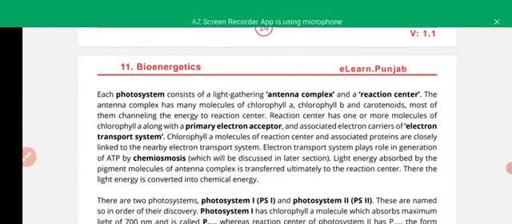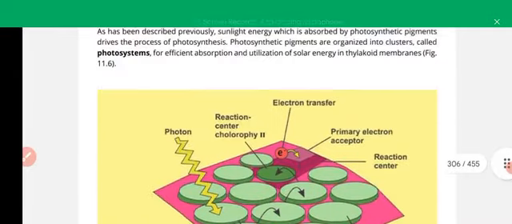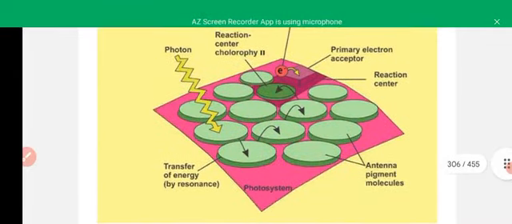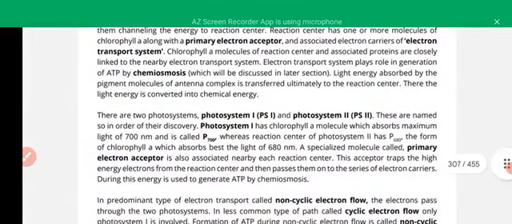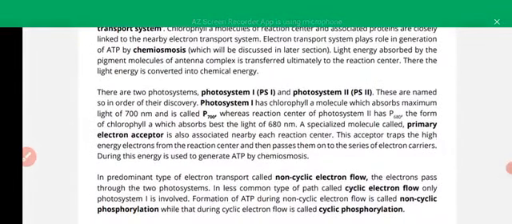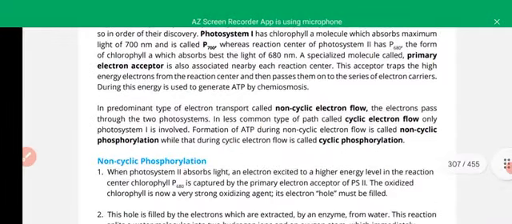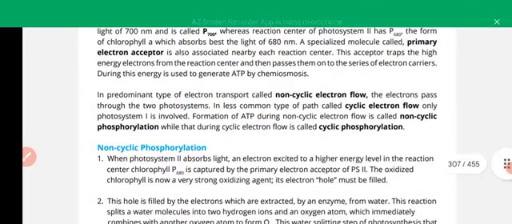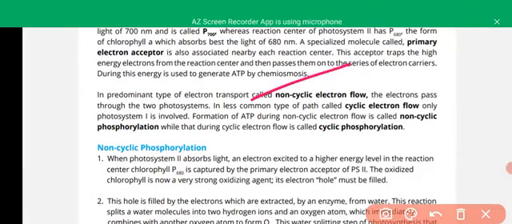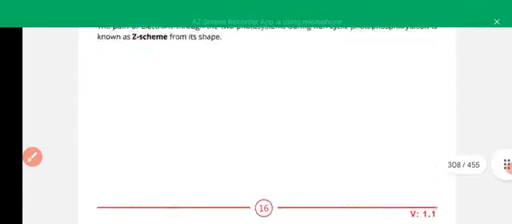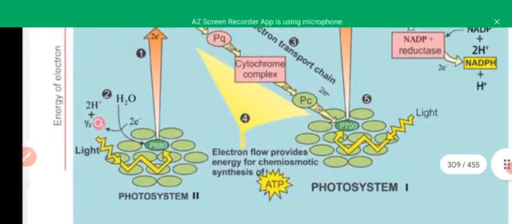In the reaction center there are primary electron acceptors that accept electrons and transfer them on to the electron transport chains. There are two types of electron flow: non-cyclic electron flow, in which ATP, NADPH, and oxygen are released, and cyclic electron flow, in which only ATP is formed and only photosystem 1 is used, while in non-cyclic flow photosystems 1 and 2 are both used. Then we come to non-cyclic photophosphorylation, and this is the detail.